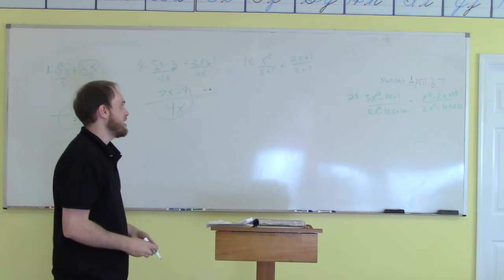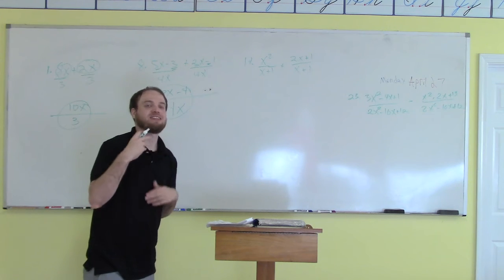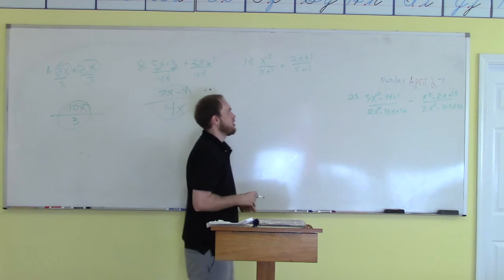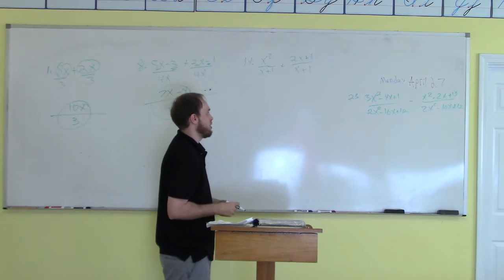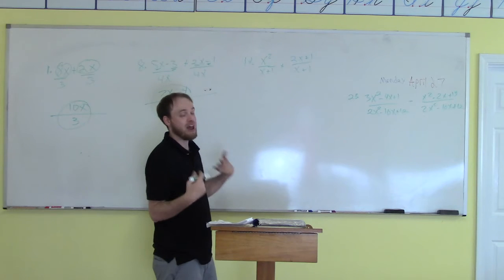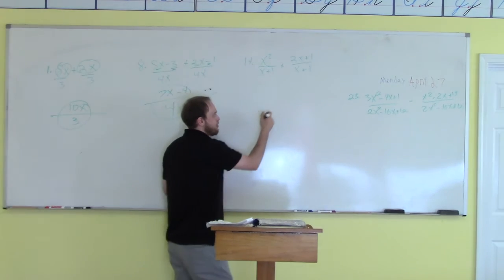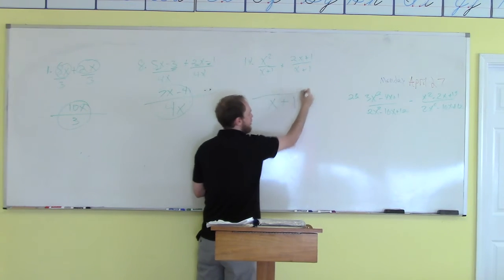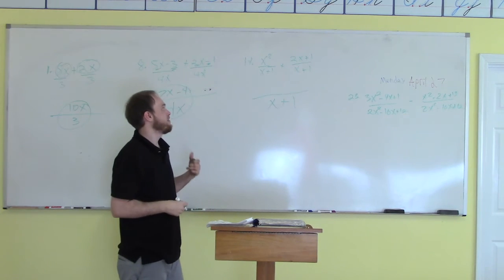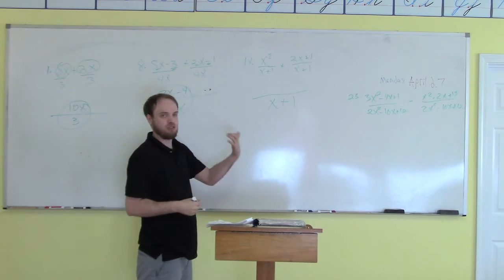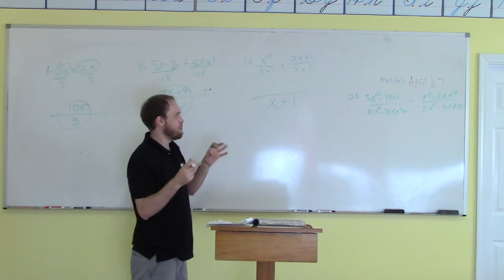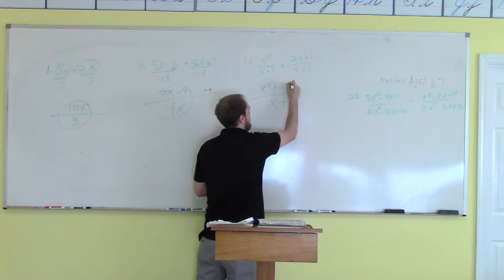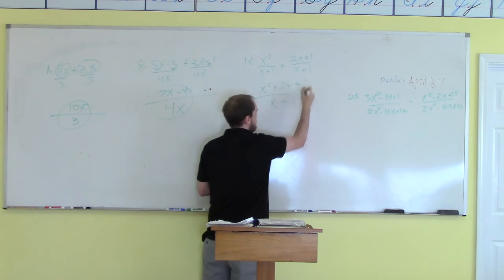Next, I have 14, so this is where we're going to start taking a step up. And so 14 has x squared over x plus 1 plus 2x plus 1 over x plus 1. So what I have to do is, I know my denominator is going to be x plus 1. My numerator I have to add together. So I have to add x squared to 2x plus 1. So when you do that, you can't combine anything. So it's just simply x squared plus 2x plus 1.